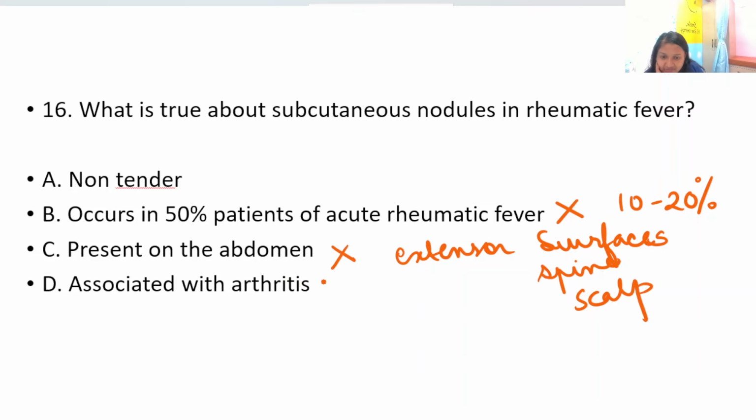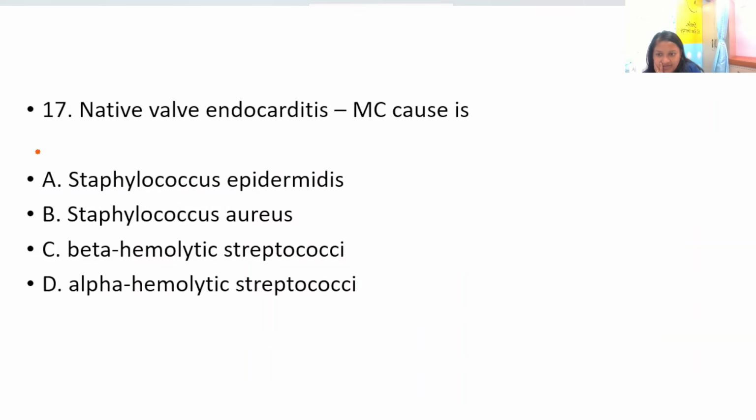They are not present typically on the abdomen. They are associated with arthritis? No, they are typically associated with carditis. You see someone with acute rheumatic fever, clinically there's a suspicion of acute rheumatic fever. You notice they have subcutaneous nodules, you have to screen the heart because it is highly associated with carditis. They are non-tender, yes, this is the right answer. This is true about subcutaneous nodules. They are non-tender nodules and they are seen in rheumatic fever.